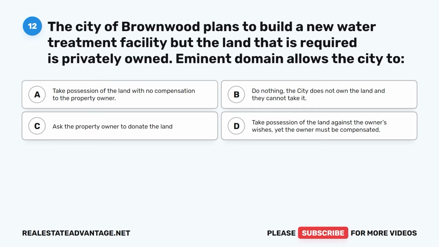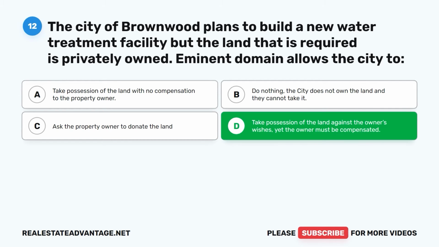Question 12. The City of Brownwood plans to build a new water treatment facility, but the land that is required is privately owned. Eminent domain allows the city to A. Take possession of the land with no compensation to the property owner. B. Do nothing. The city does not own the land and they cannot take it. C. Ask the property owner to donate the land. D. Take possession of the land against the owner's wishes, yet the owner must be compensated.